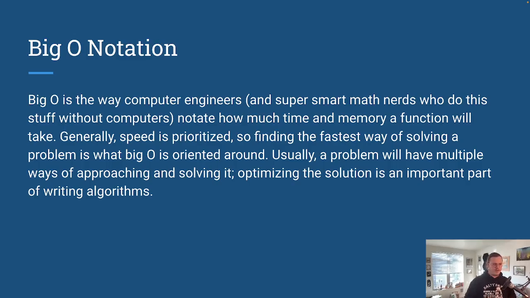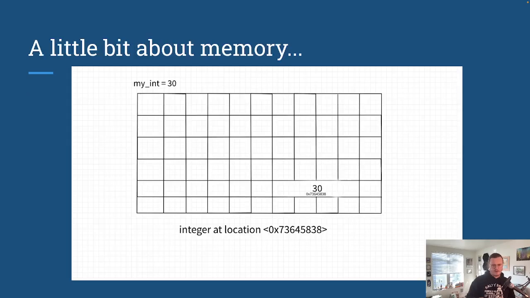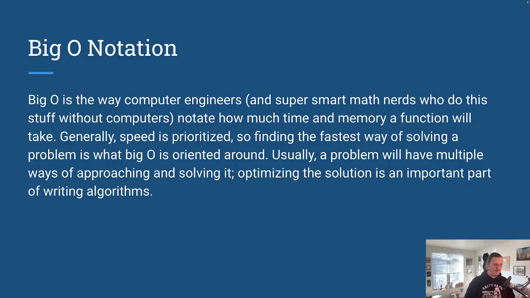Big O notation, and we'll see why this comes back in just a moment, is the way computer engineers and super smart math people, who do this stuff without computers because they just like to play with the ideas and concepts, notate how much time and memory a function will end up taking. Generally, speed is prioritized. You can see how fast your code runs, how many steps it takes ultimately. Finding the fastest way of solving a problem is what Big O is all about.